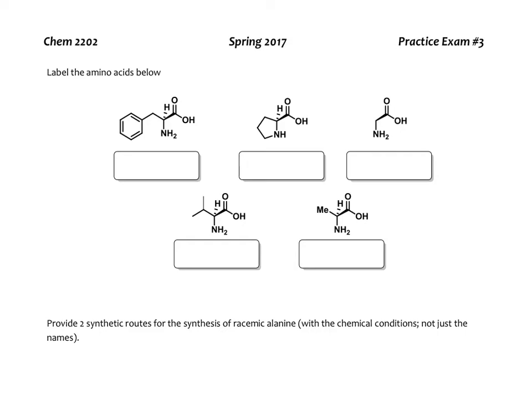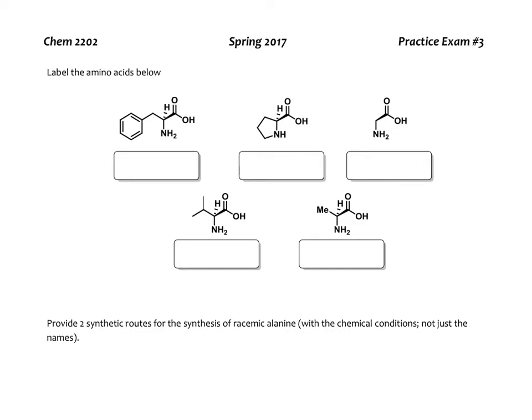Page 6 of practice exam 3, label the amino acids below. The first one is L-phenylalanine, the next one is L-proline, the next one is glycine. Okay, it's not L-glycine, it's not racemic, so it's just glycine. Next one is L-valine, and the next one is L-alanine.